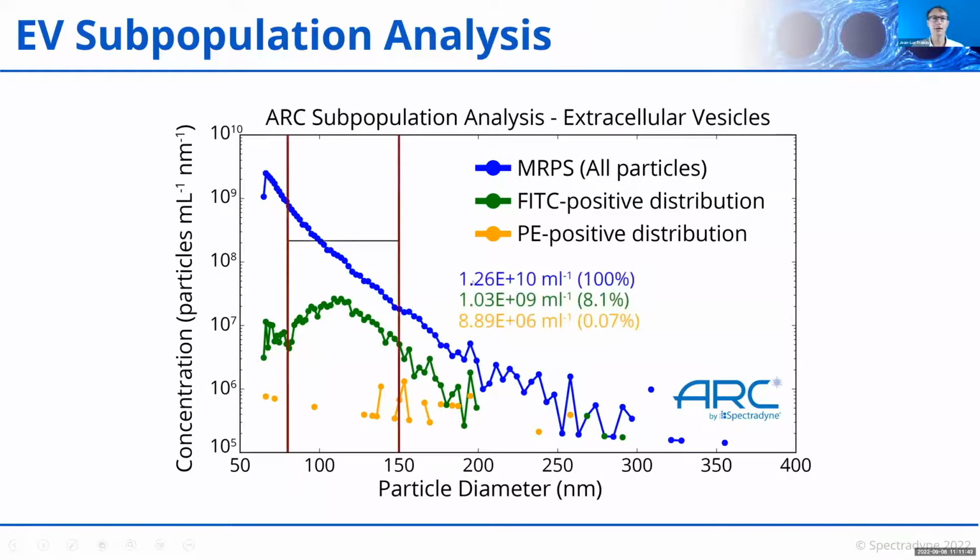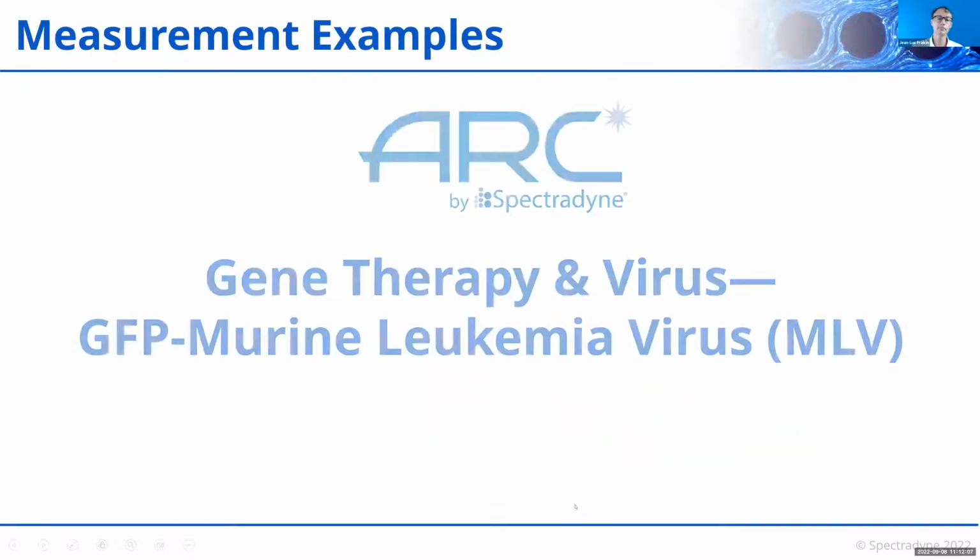As always with Spectradyne's technology, the data is quantitative, and so we can measure the concentration over any size range here, and we immediately see that the FITC population is about 8% of the overall particle concentration in this selected size range that we've shown here. We'll dive into an example like this in a little more detail in the demo coming up shortly.